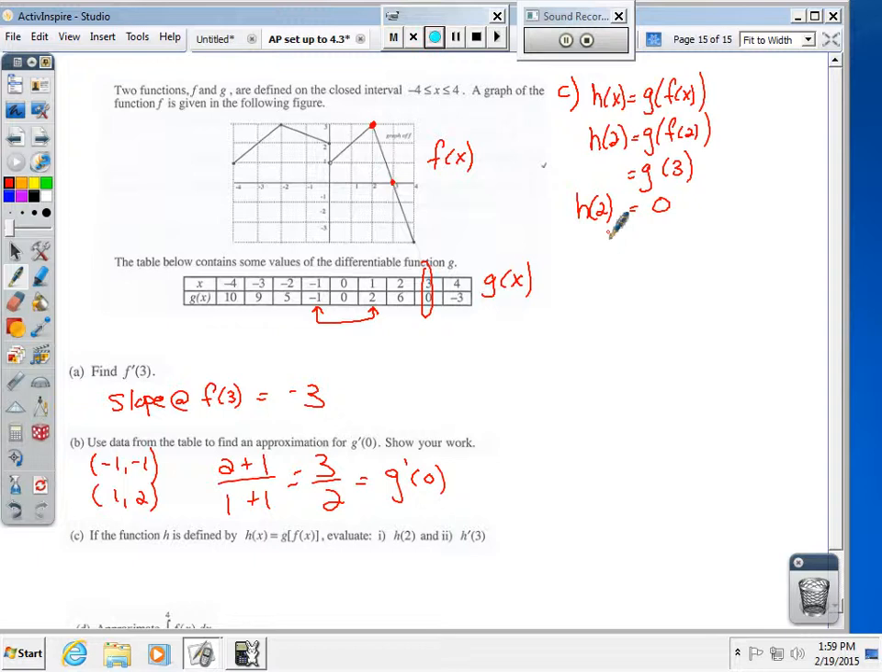The second part of that is, what is h prime of 3? So I'll take the derivative, which would be g prime of f of x times f prime of x, and I want to evaluate that at f of 3.